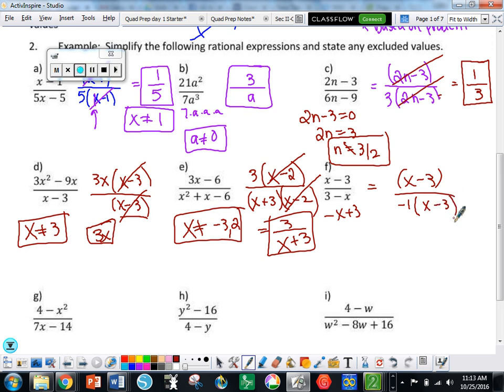Ooh, magic. Close. Hold on there. First, excluded values. What can x not be? x cannot be 3. Now, if I'm talking about canceling, I've got something on top that will cancel with something on bottom. What am I left with? A 1 on top? My final answer then would be what? -1.